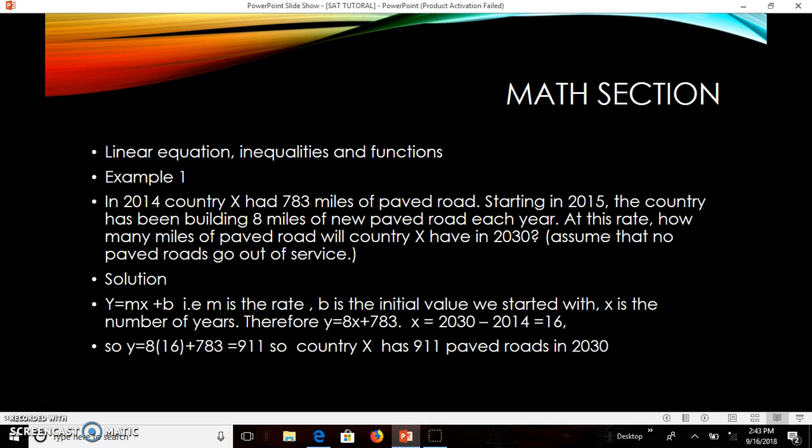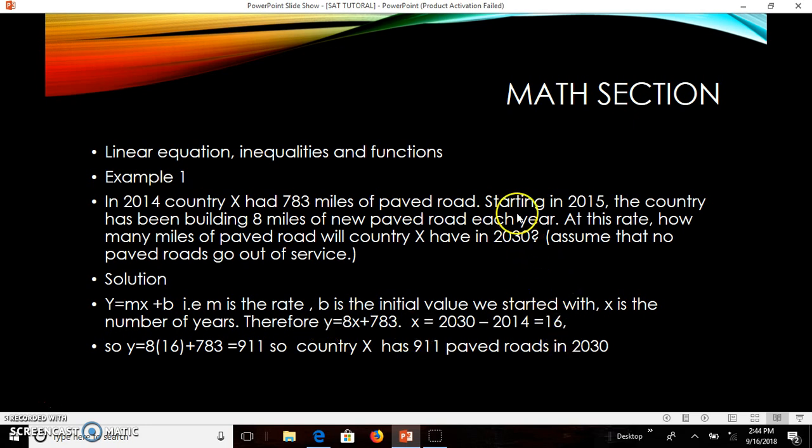The total amount, right? They told you to look for how many miles country X will have in 2030, starting from 2014. So you have to deduct 2014 from 2030 to get the number of years. That would be 16 right now.